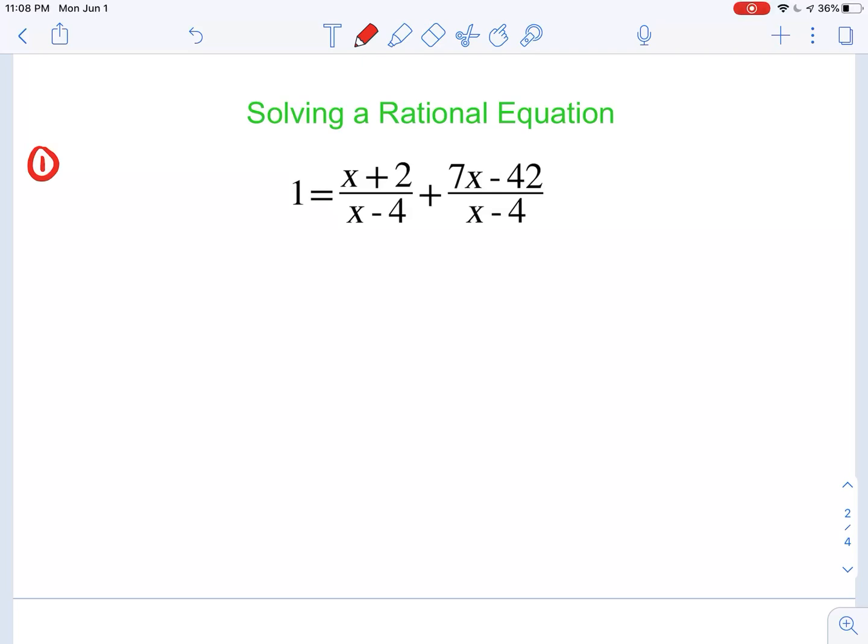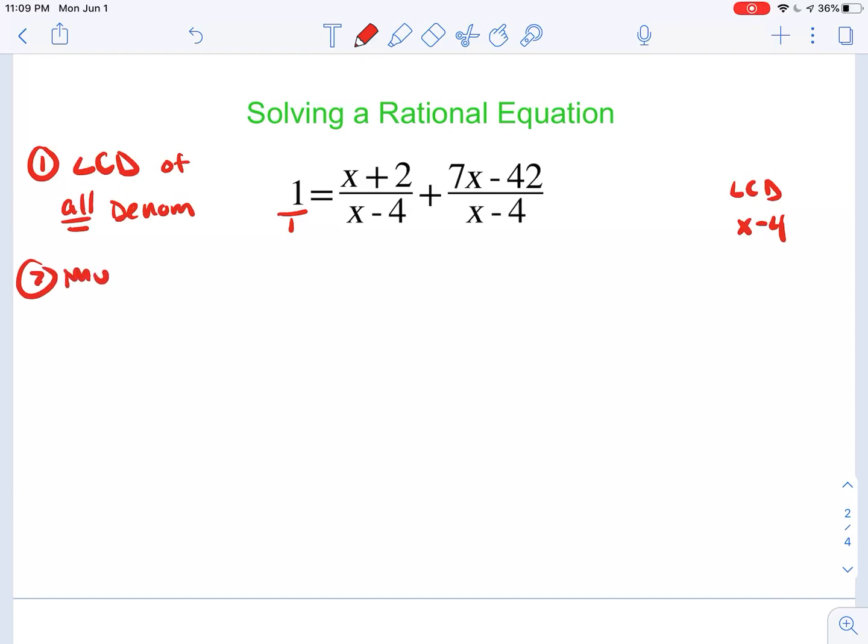First step is to find the LCD. What is the LCD of all denominators? So we look at our denominators. We have a denominator of 1, a denominator of x minus 4, and another denominator of x minus 4. What is common to all of those that will be able to cancel this out? In this case, it's x minus 4.